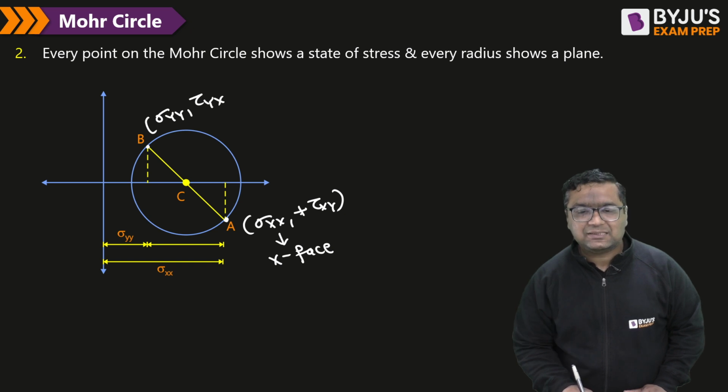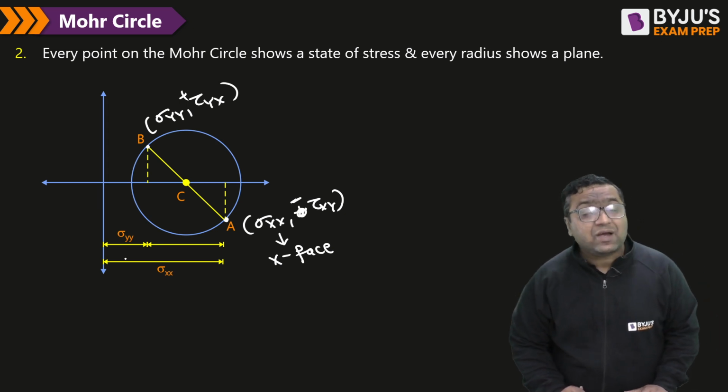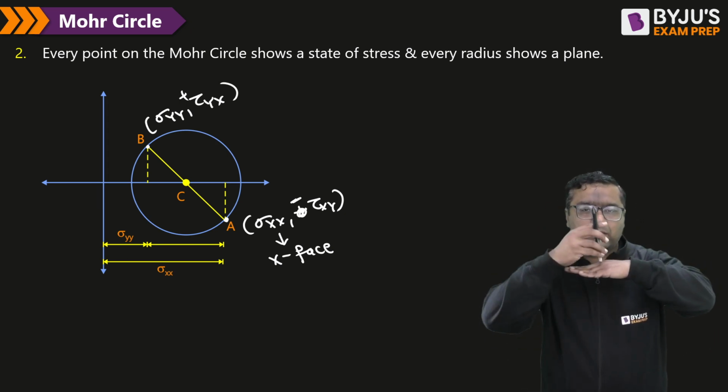You know this is minus and this is plus. So my dear, what is B? B is the state of stress on y phase. What is y phase? A plane perpendicular to y axis.